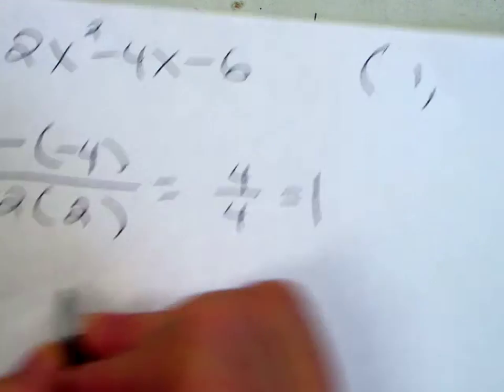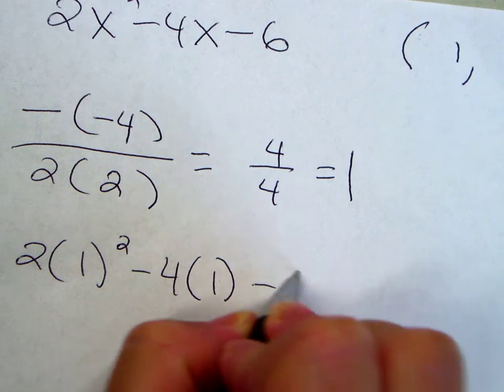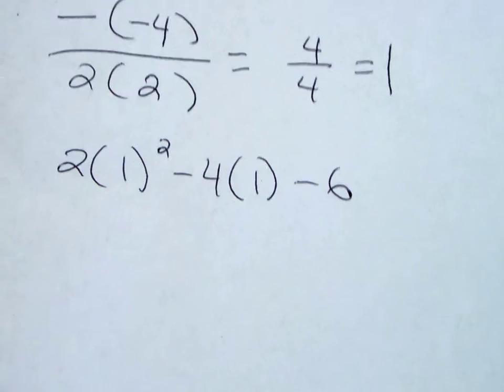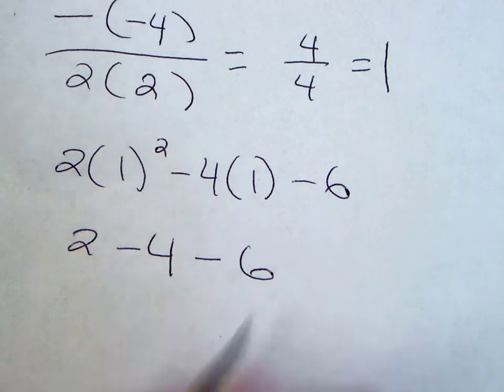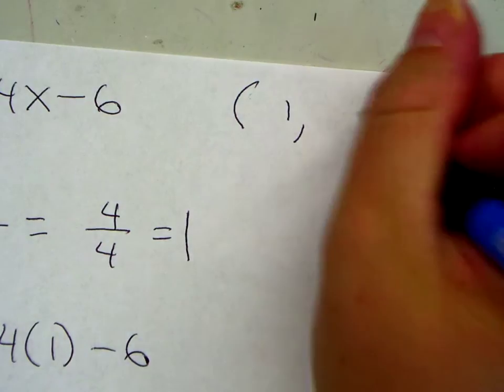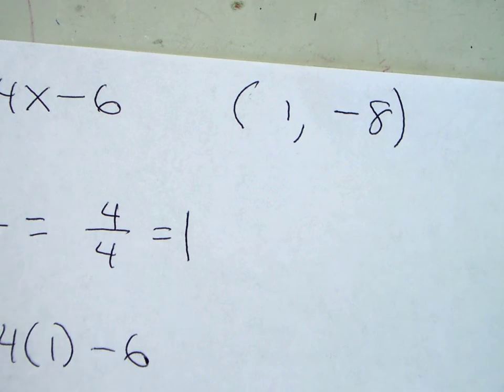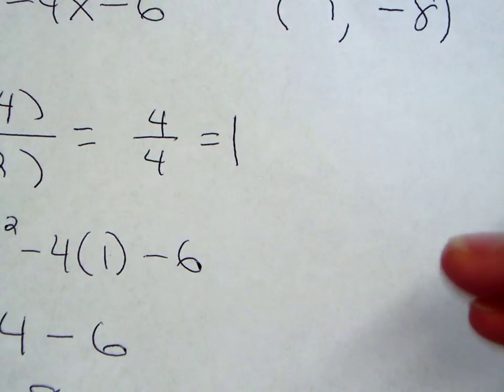Plug in. 2 times 1 squared minus 4 times 1 minus 6. So that's 2 minus 4 minus 6. What's that? That's -8. So the vertex for this one is 1, -8. Let's see, is this going to hit at a nice number? So that's our question. Can I find the roots?